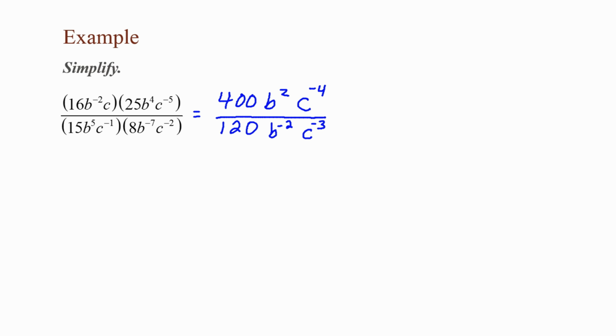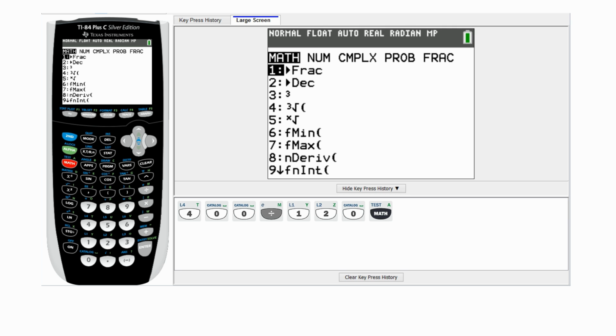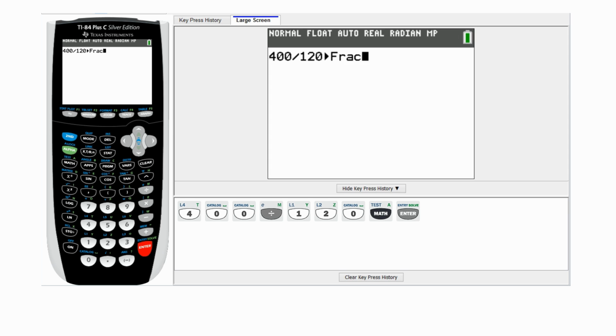If you're uncomfortable reducing 400 over 120, you can use your calculator. Type in 400 divided by 120. Go to your math menu, choose one frac, enter. Enter again, and you have your reduced fraction of 10 over 3.